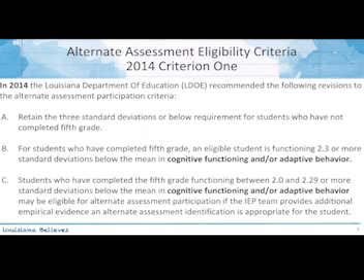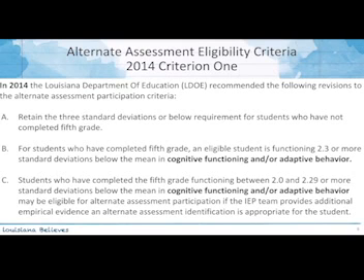LDOE recommended the following. Retain the 3 standard deviations or below requirement for students who have not completed 5th grade. For students who have completed 5th grade, an eligible student is functioning 2.3 or more standard deviations below the mean in cognitive functioning and/or adaptive behavior. The decision to use 2.3 or more standard deviations here is consistent with what we saw in the previous slide with the bell curve, and roughly 1% of the population falls below this score.